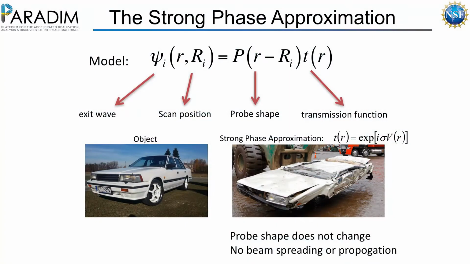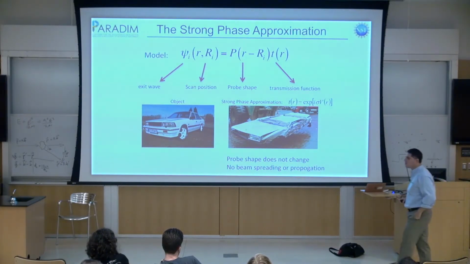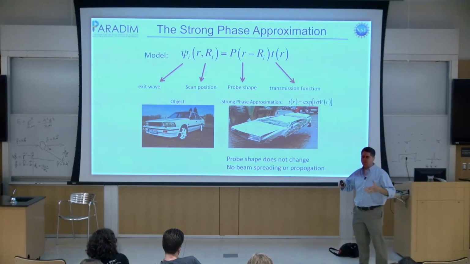Now, there are times where this is a good approximation, but obviously for 3D objects, this is not a good approximation. So what the strong phase approximation assumes is that the probe shape didn't change. Why? Because all I did was change the phase, and the shape of the thing is psi squared, and e to the i sigma V squared is just 1. And the second thing is the strong phase approximation doesn't allow for the beam to change and propagate in distance.